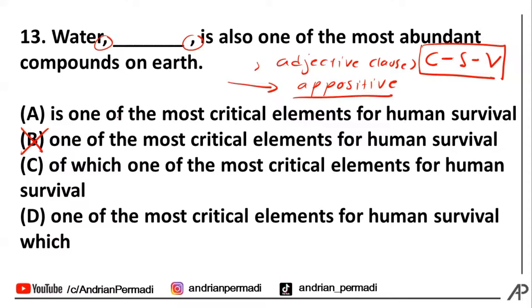While in the other choices, we are able to see that there is a verb such as be, such as is, as a be, or which as a connector, and also which as a connector. But those three following answers do not form the dependent clause structure, which is connector, subject, verb. Therefore, for number 13, the answer is an appositive, or B.